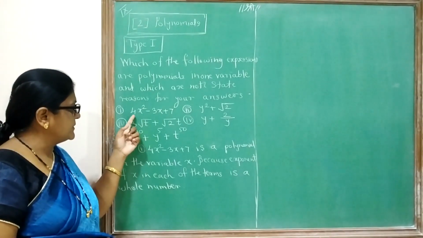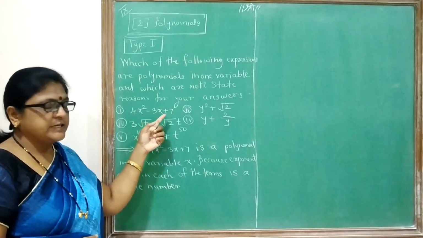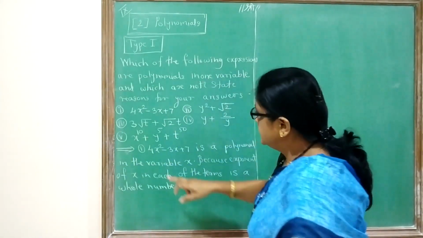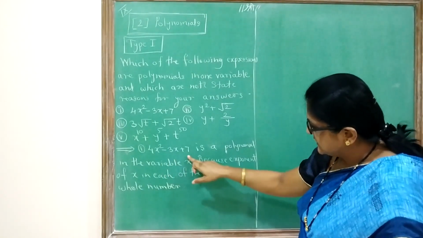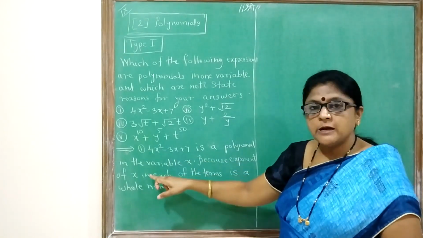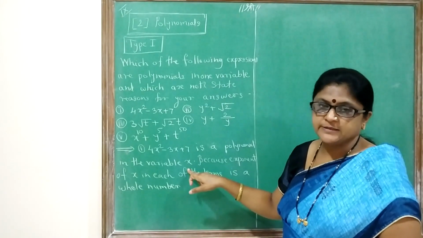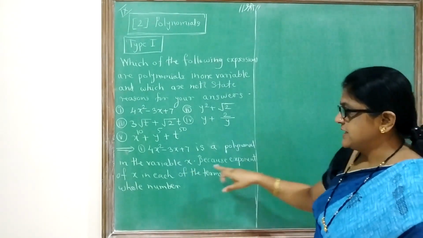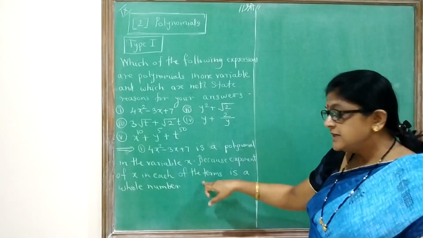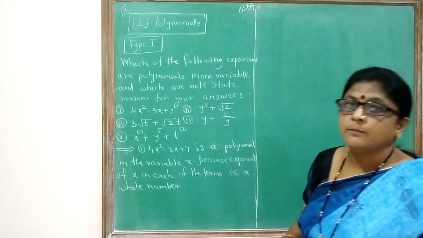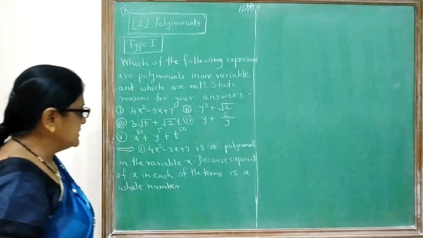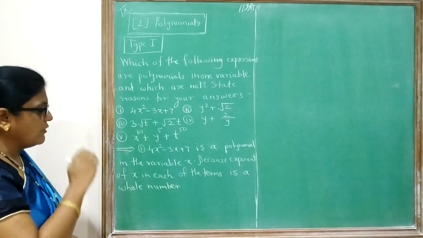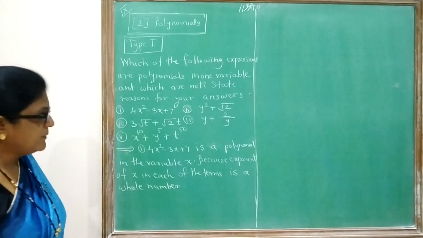Your first example is 4x square minus 3x plus 7. This is a polynomial in the variable x, because the exponent of x in each of the terms is a whole number. Because the exponent of x in each term is a whole number, it is called a polynomial.